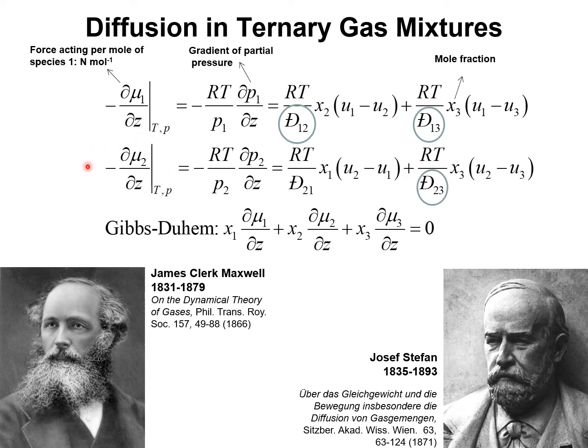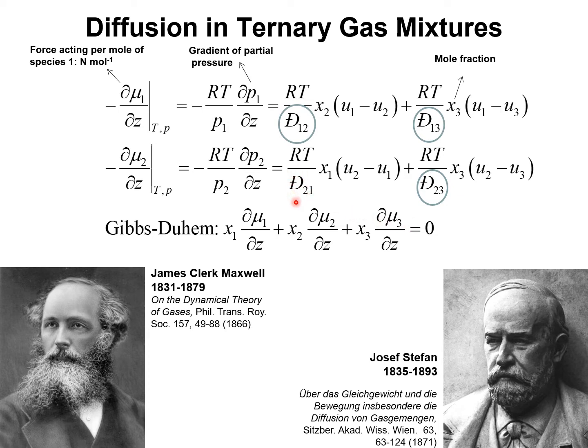Similarly, the force acting per mole of species 2 is balanced by the friction 2 experiences in undergoing relative motion with respect to 1, and the friction component 2 experiences in undergoing a relative motion with respect to species 3. There are only two independent driving forces in view of the Gibbs-Duhem constraint shown by this equation.